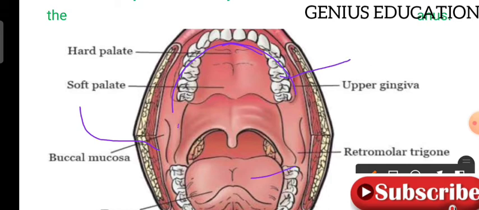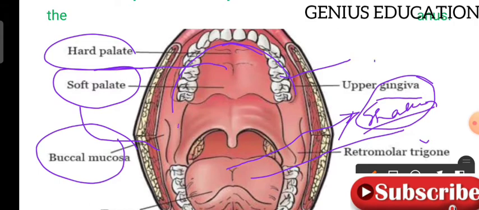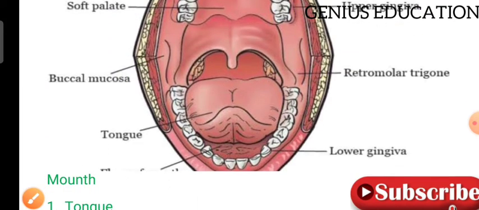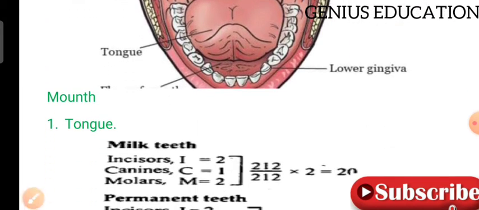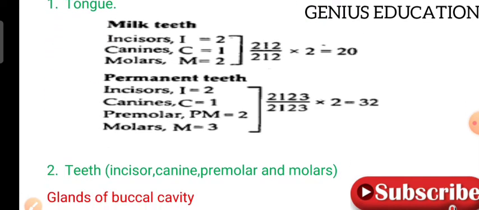You can see there is a tongue, and there is a hard plate. This is the soft plate, and this is the buccal mucosa. And this is the gingiva, and this is the trigone. Okay, the tongue plays a very important role in digestion, which is swallowing the food with the help of the enzyme known as salivary, and it is also moisturizing. Then this is all about the tongue, and the tongue is very important for taste, to identify the different tastes of food. And here is the tongue, and we discussed these things.